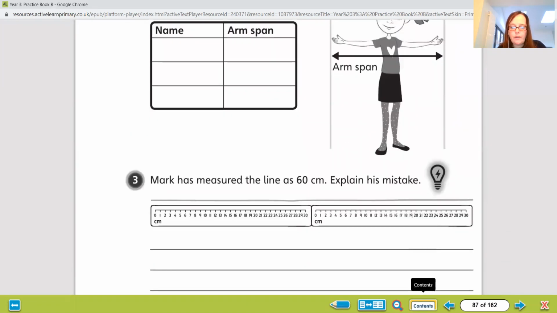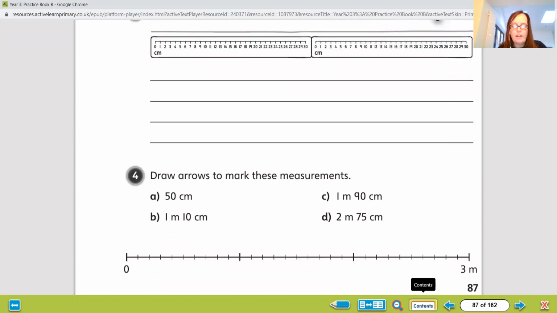Okay, right. To show you the last bit, I'm going to do one of 4, and then you're going to have a go at the others. So let's have a look at what question 4 says. It says, draw arrows to mark these measurements. So we've got to mark these measurements on this 3 metre line. We've got to mark 50 centimetres, 1 metre 10, 1 metre 90, 2 metres 75. So we've got to work out what each of these lines are.